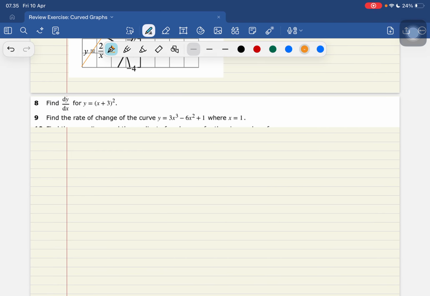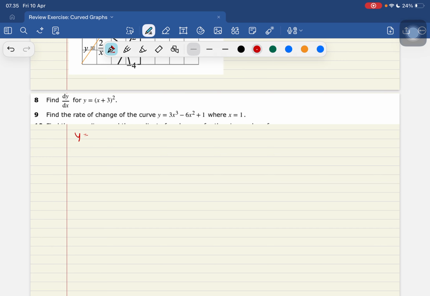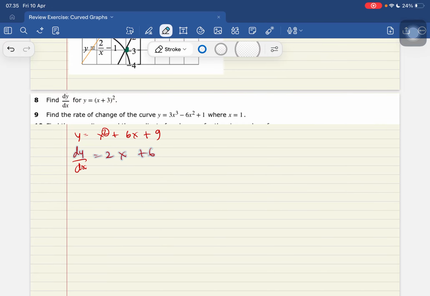Okay, next, number 8. So dy/dx of y. Let's expand it. It's going to be x squared plus 6x plus 9. So dy/dx: the power goes in front, 2x to the power of 2 minus 1 is 1, and then plus 6. Number 3, find the rate of change of the curve where x equals 1.